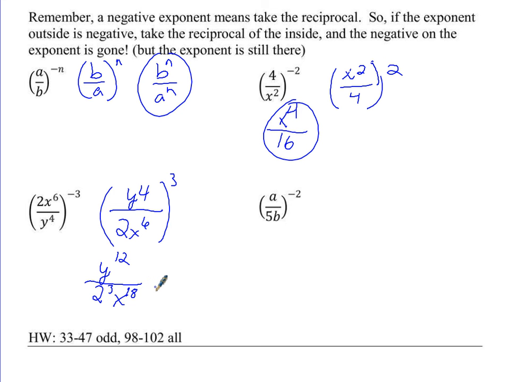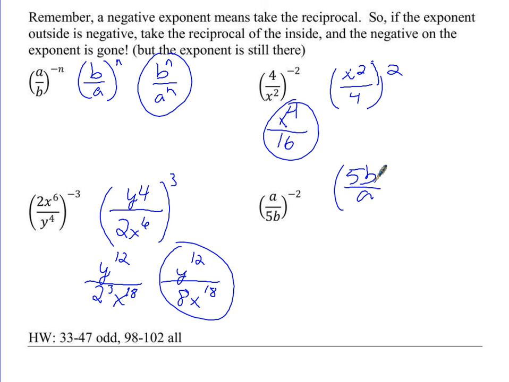Now, is that my answer? No, because I got to take care of that 2 to the third thing. So I still have y to the 12th over 8 x to the 18th power. That's my answer. And the last one, what do we do? A reciprocal, and we have 5b over a to the positive second power now.